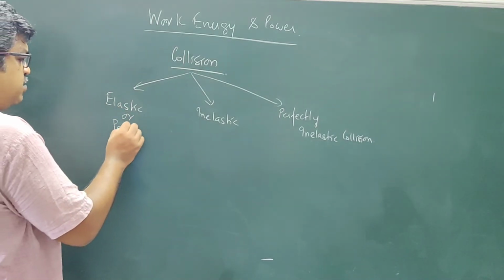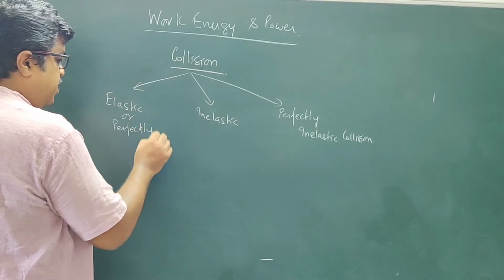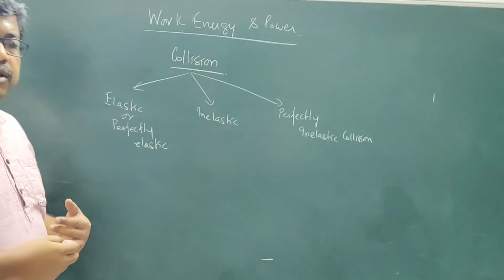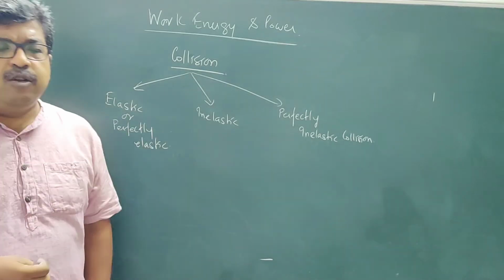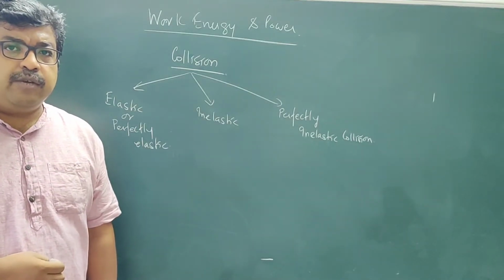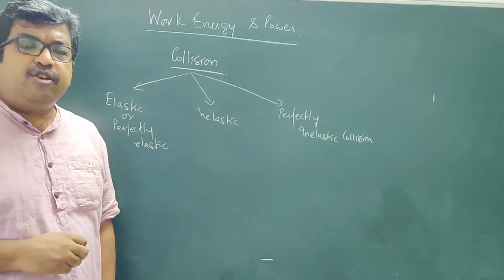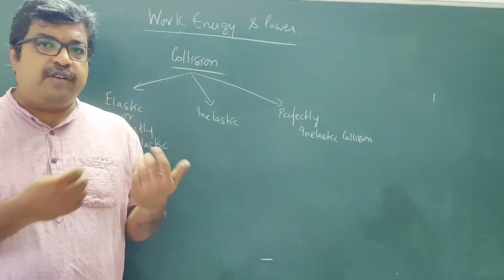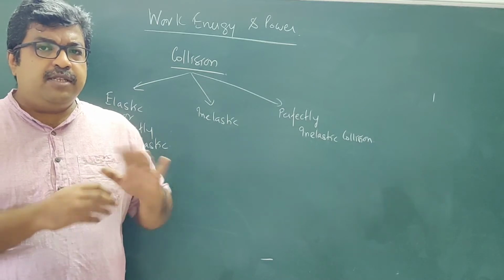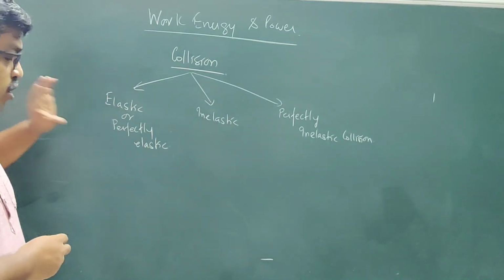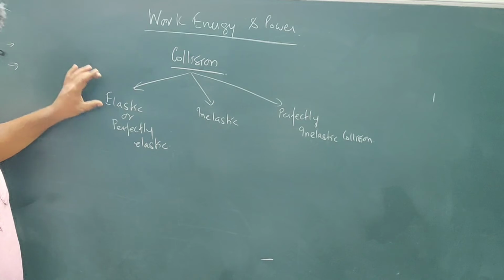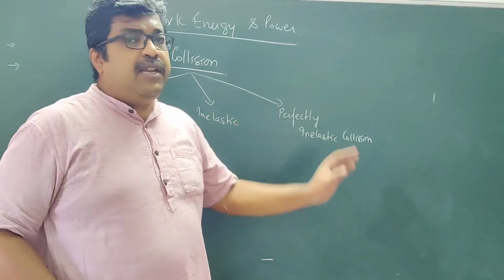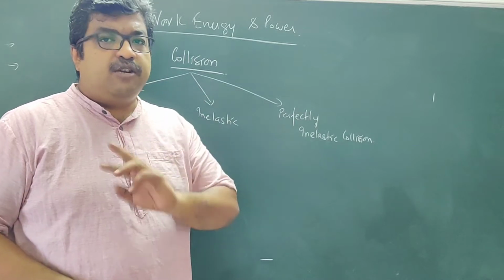Okay, I can call this as perfectly elastic also. This is a theoretical concept. It means practically no collisions are perfectly elastic. Even for the ideal gas in kinetic theory of gases, we have assumed that the collisions among molecules were perfectly elastic. This is the ideal concept. But elastic or perfectly elastic collision, they are same. But inelastic and perfectly inelastic collision are two different types of collision. They are not same collision.